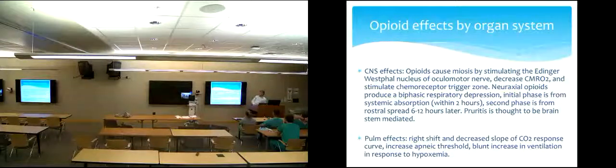Let's see here. We talked about some of those CNS effects of opioids. The eye manifestations are the Edinger-Westphal nucleus. This is something that some people don't appreciate, that even though you don't change the EEG a lot with opiates, you actually still do decrease the metabolic requirement for oxygen, some. So it can be helpful if you're trying to use that as a means to decrease ICP. It's not the best thing to use, but you can. We talked about the CTZ.